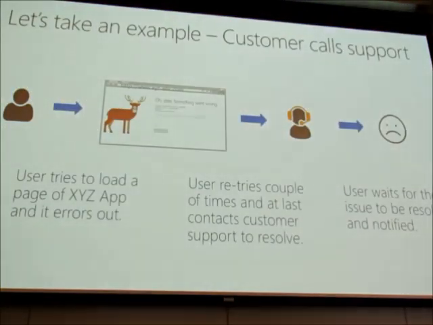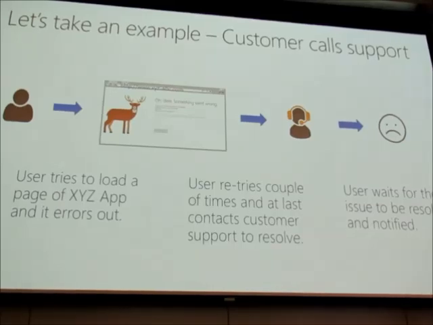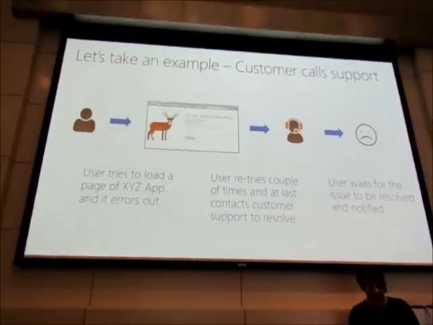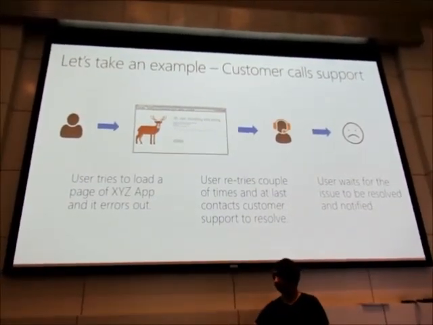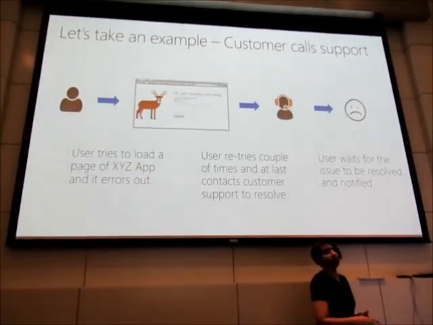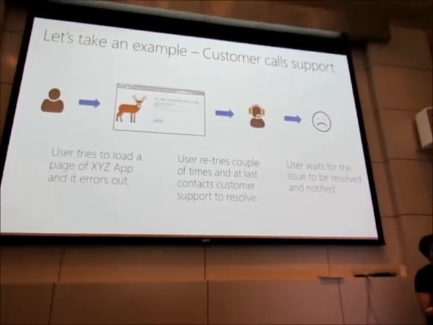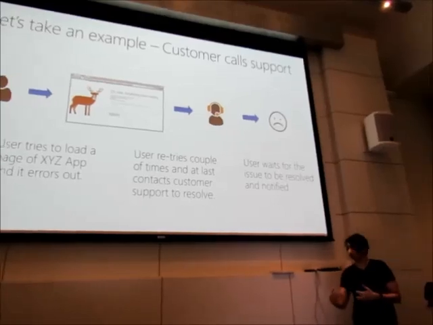So let's take an example where a customer calls support. The user tries to load a page of the XYZ app, retries a couple of times, and then tries to contact customer service because the user was not able to load the page. And then the user waits for the issue to be resolved and to be notified. So it's a long process.